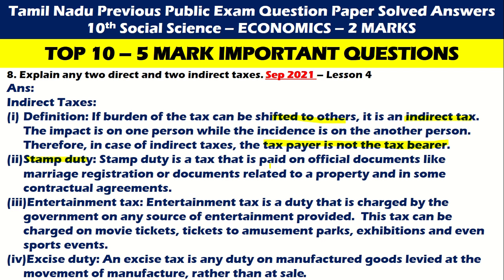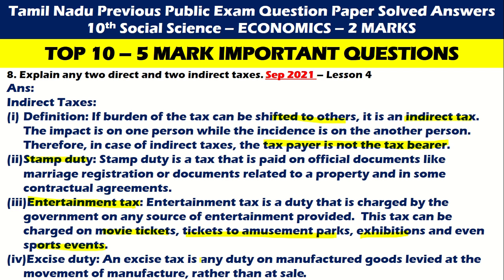Stamp duty is a tax that is paid on official documents like marriage registration or documents related to a property in some contractual agreements. Entertainment tax. Entertainment tax is a duty that is charged by the government on any source of entertainment provided. This can be charged on movie tickets, tickets to amusement parks, exhibitions and even sports events.